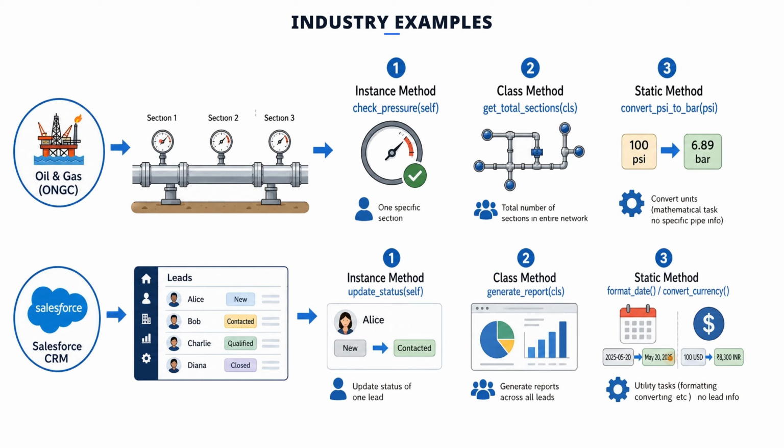The core takeaway here is that instance methods act on one individual item, class methods act on the entire group, and static methods are just independent helper tools. Next, we will look at how these three concepts are actually written in code using a specific employee class example.